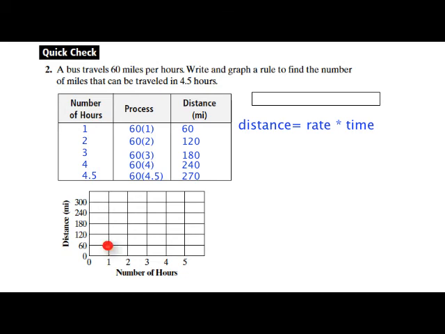When we have 1 hour, we're going to go up to 60. For 2 hours, go up to 120. For 3 hours, 180. For 4 hours, 240. And for 5 hours, it would be up to 300. So you can see that 4.5 does come out to be exactly 270 miles. The number of miles that you can travel in 4.5 hours is 270 miles.